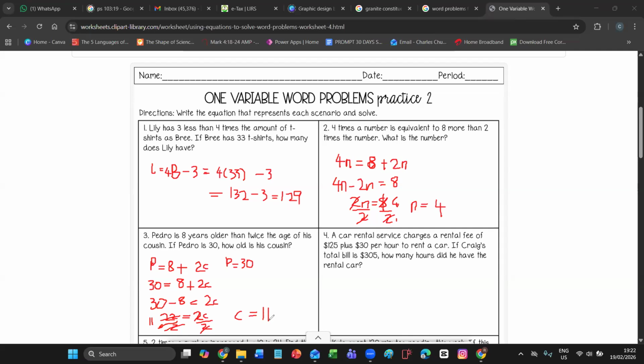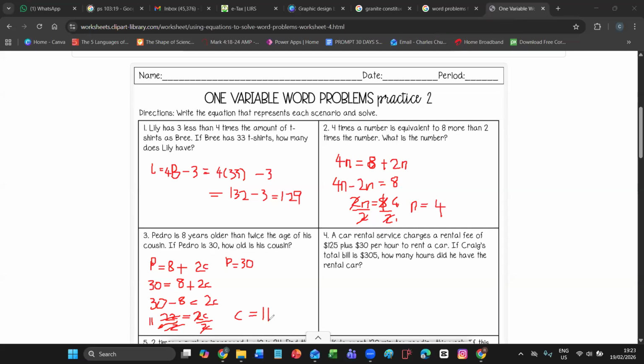$30 per hour. So now per hour means it depends on how many hours the service was rendered for. To rent a car, and of course, renting a car can take different hours depending on what the person wants to use the car for. They now said if Craig's total bill is $305, question, how many hours did he have the rental car? I think they meant to say for how many hours did he have the rental car? In other words, how many hours did he use the rental car?